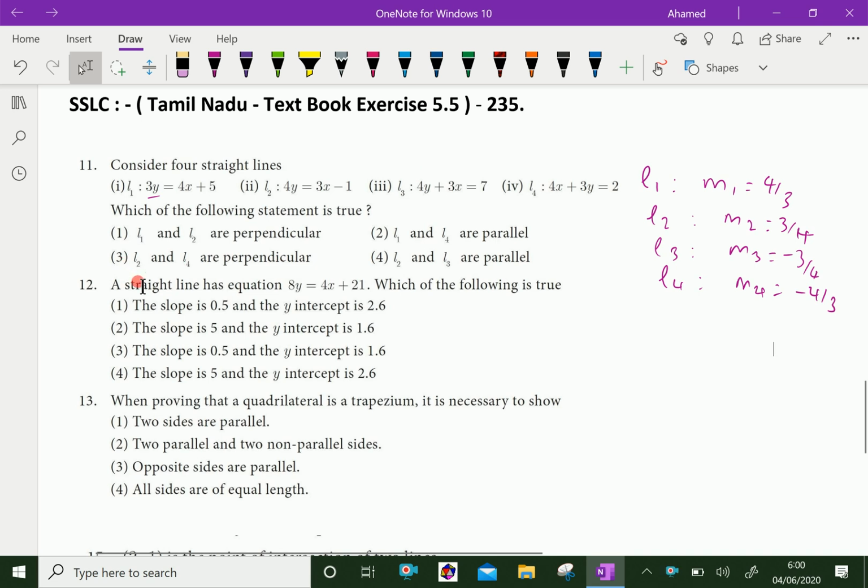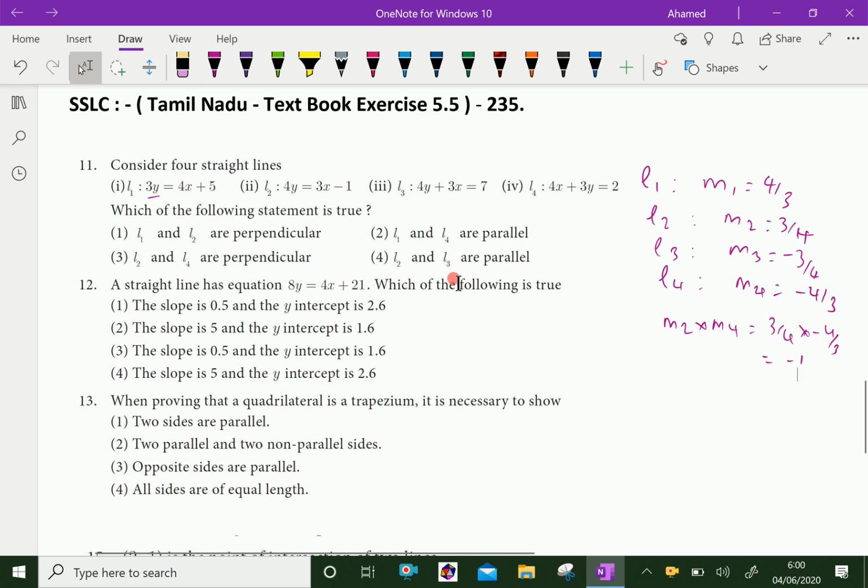Next one, L2 and L4 are perpendicular. L2 is 3 over 4 and L4 is minus 4 over 3. If you multiply 3 over 4 and minus 4 over 3, it becomes minus 1. Suppose M2 into M4 is 3 over 4 into minus 4 over 3, which is equal to minus 1. So both lines are perpendicular and this third option is correct.